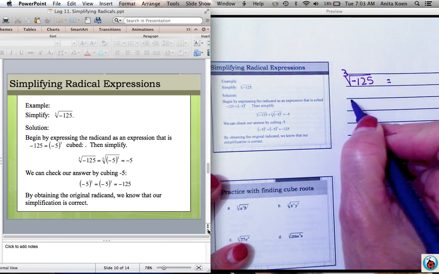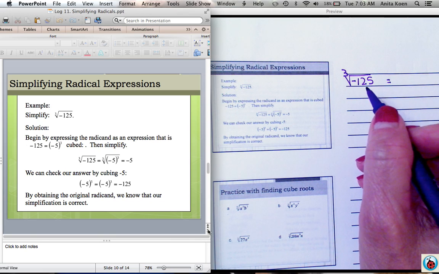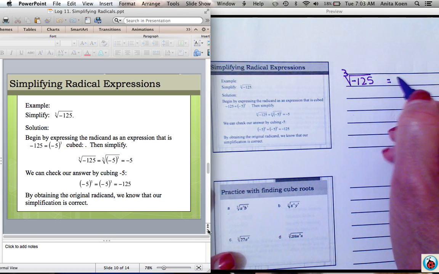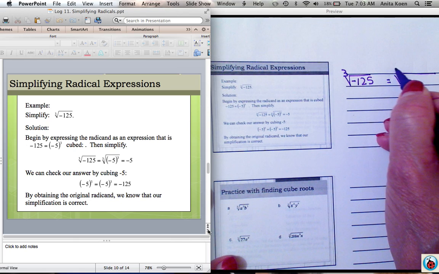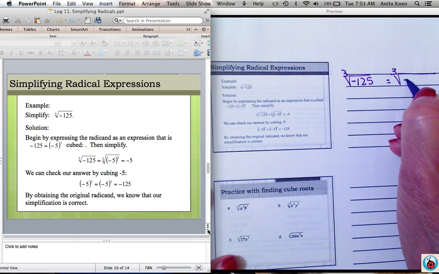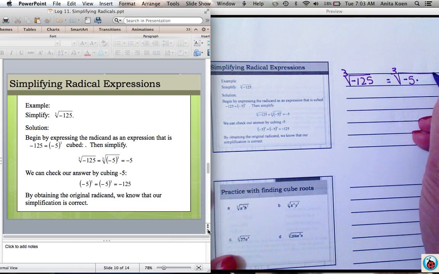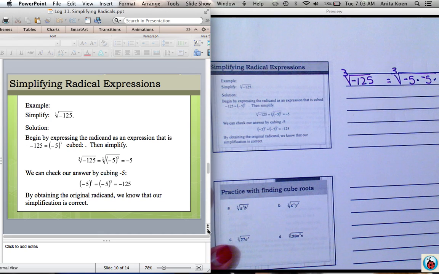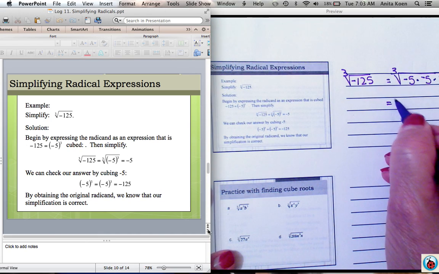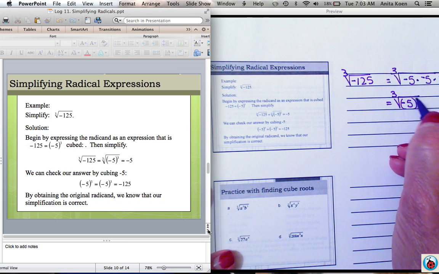So here's how I'm going to write it. In the notes, it put it into exponent notation. I'm going to take this just a little bit further. I'm looking at this as negative 5 times negative 5 times negative 5. Then I could write it, if I wanted to, as the cube root of negative 5 cubed.